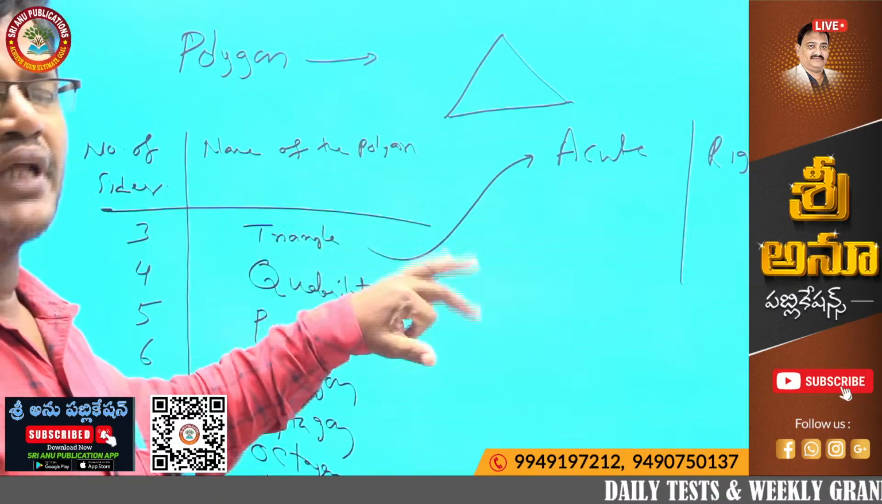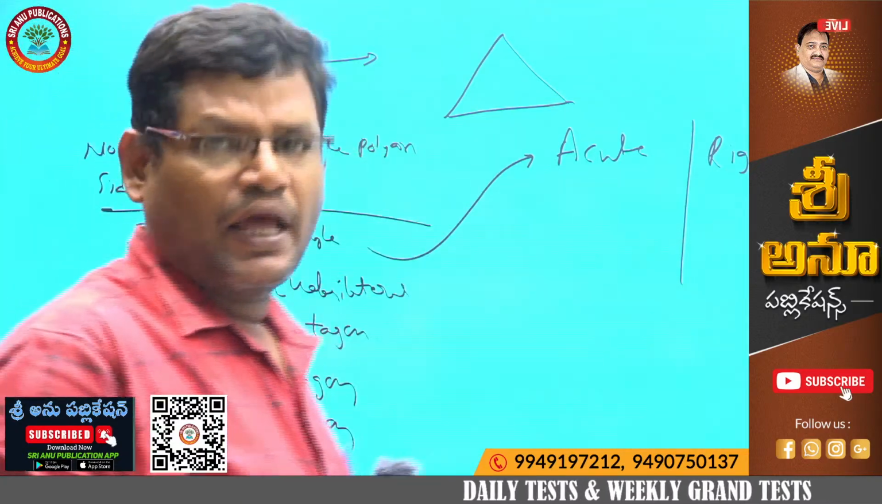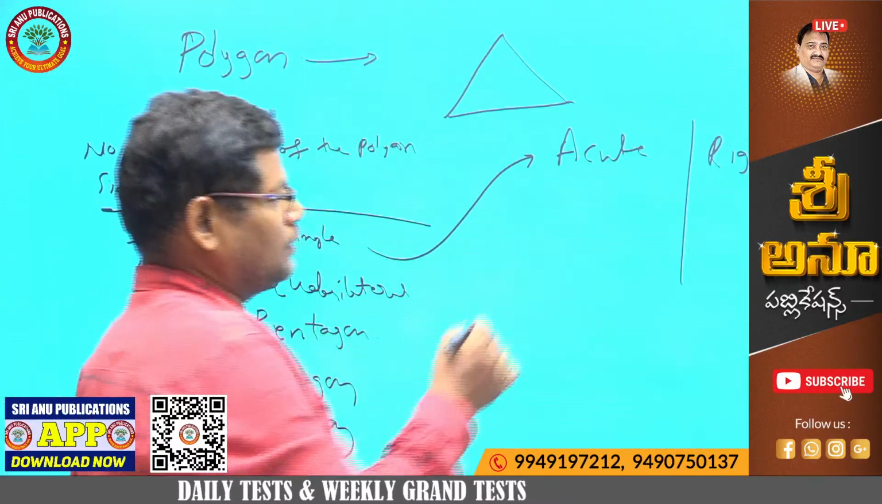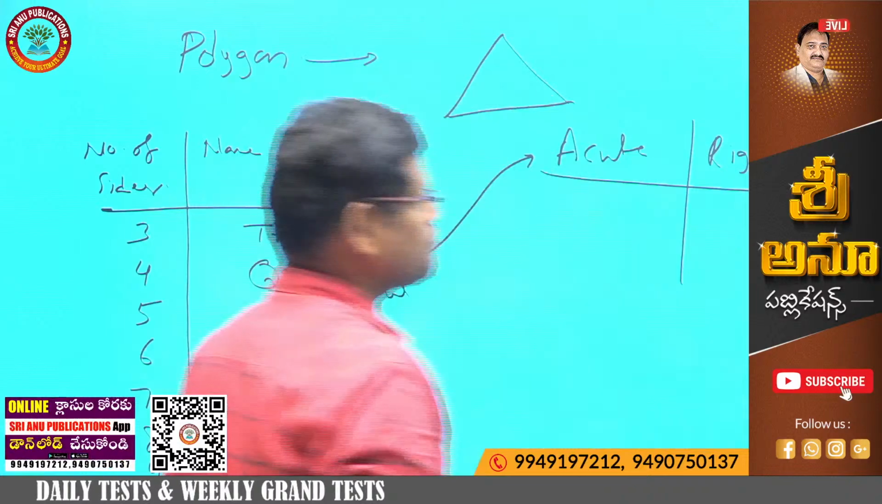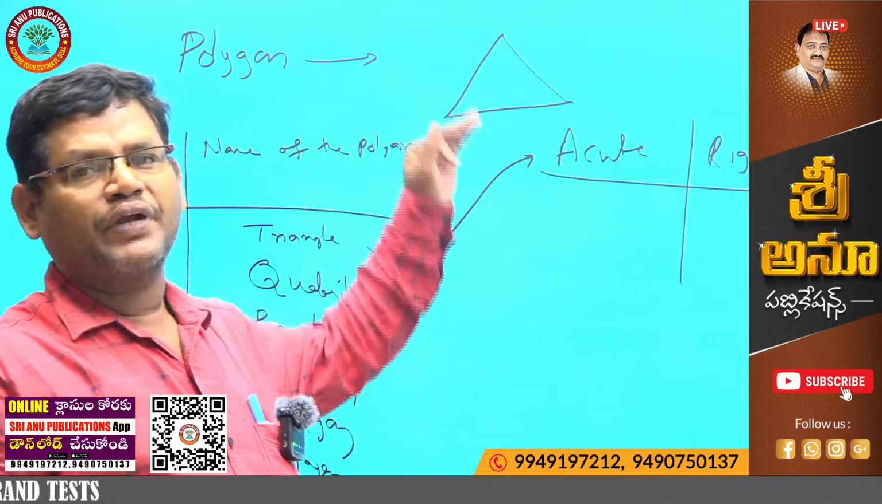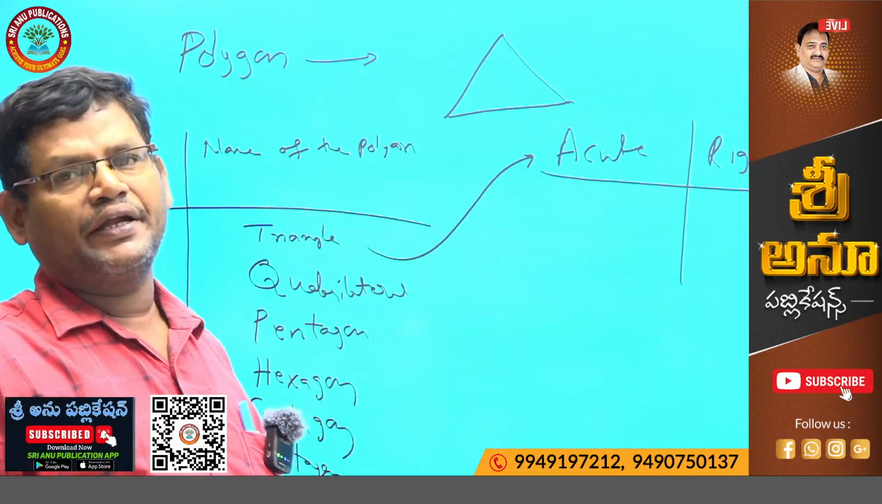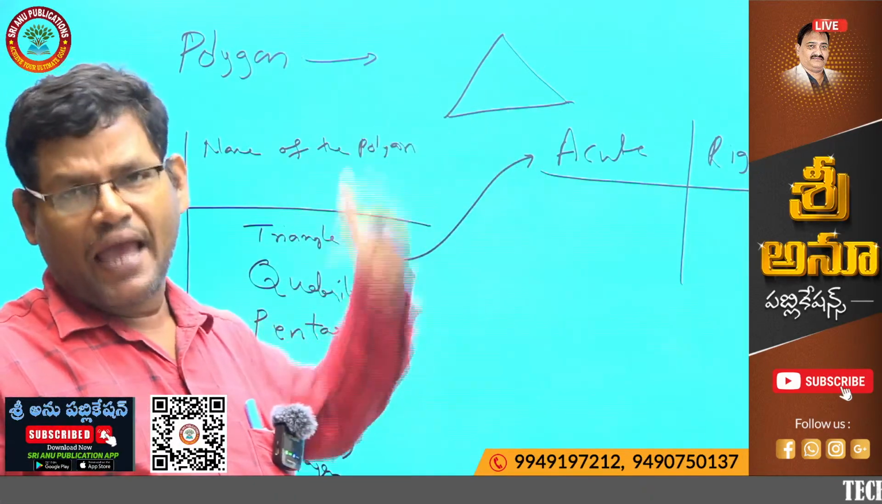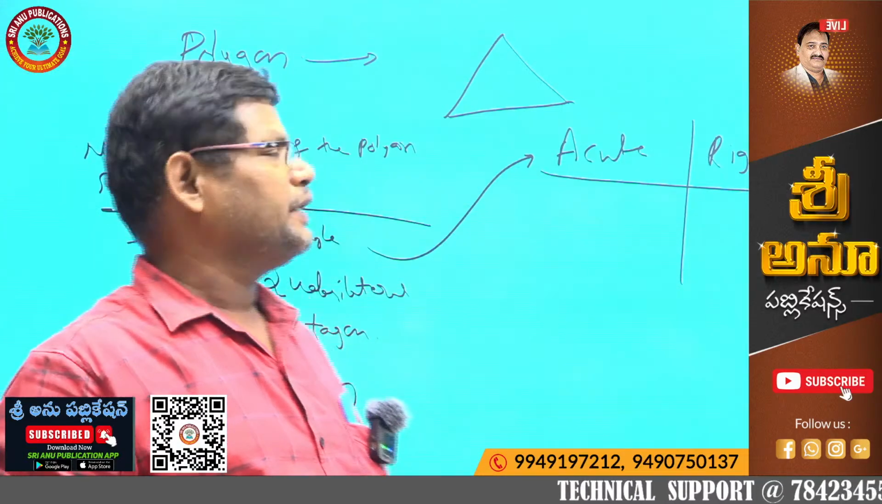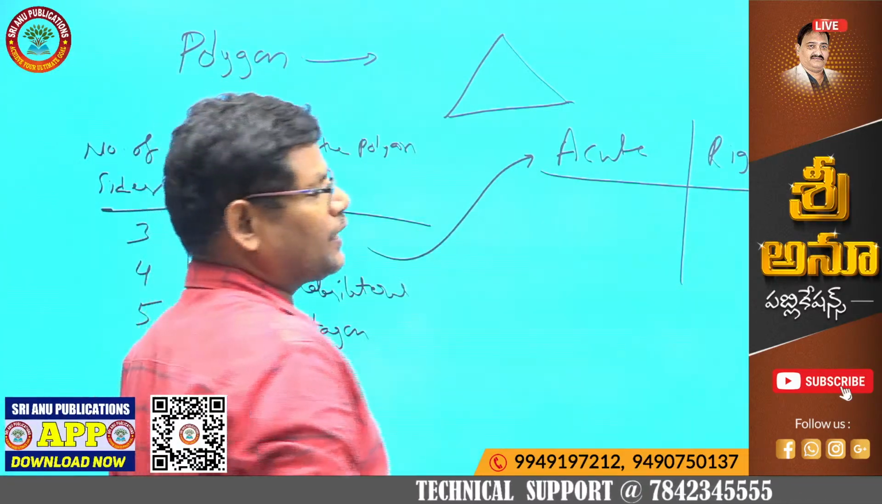We can classify triangles based on the angles and also based on the sides. Now, in this one, if all the angles of the triangle are less than 90 degrees, then it is called an acute angle triangle.